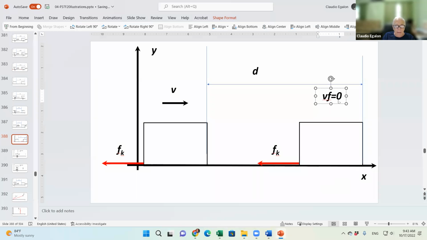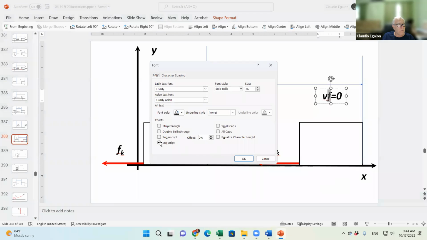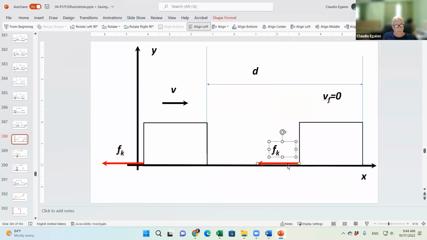Okay, when the object comes to a final velocity of zero, we cease to have a force of friction, right? There's no force of friction whatsoever. None. And now I can erase my force of friction because the object is at rest. And that's the stopping distance d.